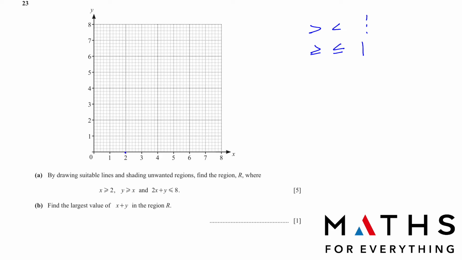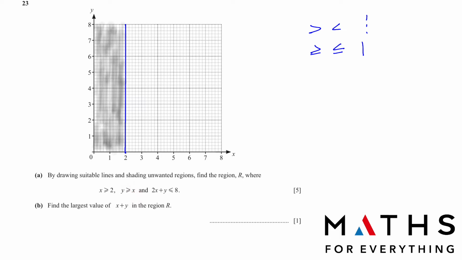Let's draw a line. We want x to be more than 2. We don't want the less part. They said shade the unwanted region. So this is how you shade it. Then y is more than or equal to x.